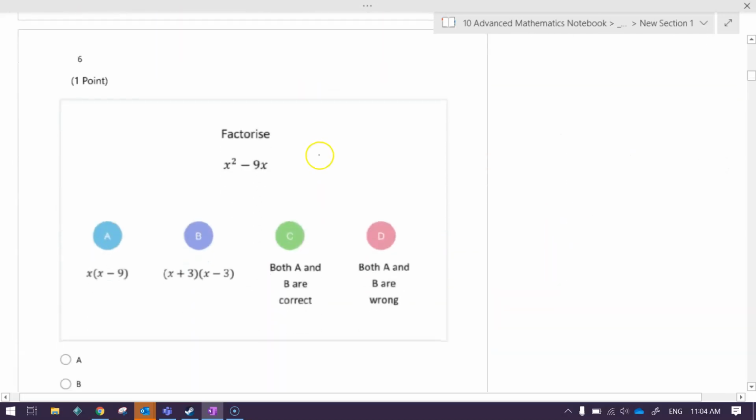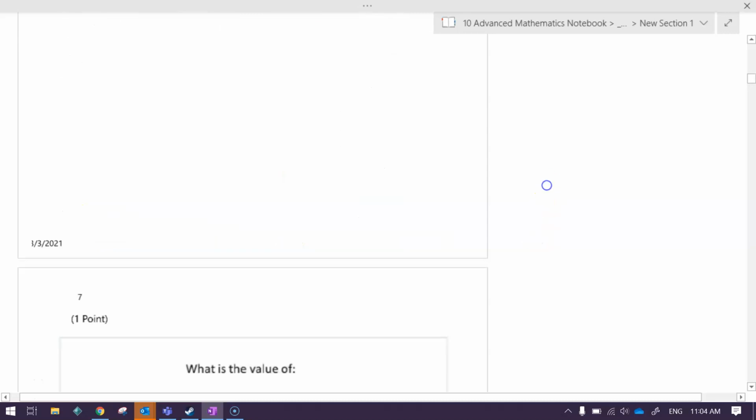Factorise x squared minus 9x. It's amazing how often people forget the easy factorising step of just taking out a common factor. You could, of course, expand these to check, but it's faster just to get it correct. Take out the common factor, x. x outside of x minus 9. That's the answer I'm looking for, A.